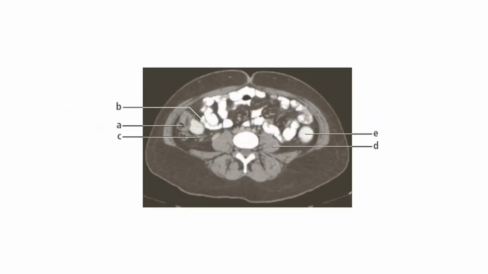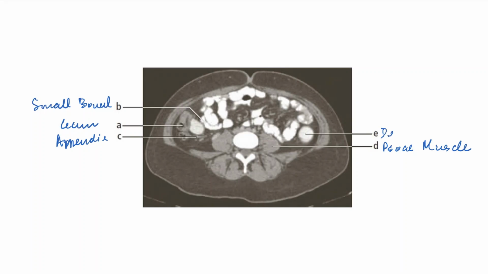Okay, now let us mark the structures in this CT. A is cecum, B is terminal small bowel, C is appendix, D is psoas muscle, and E is descending colon.